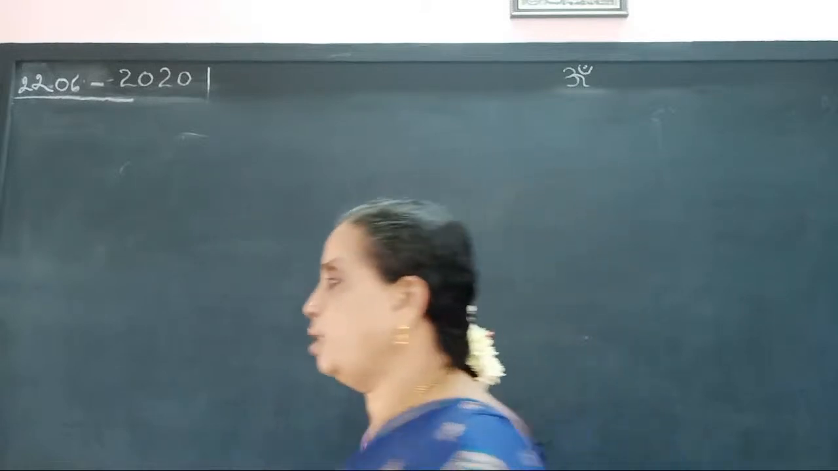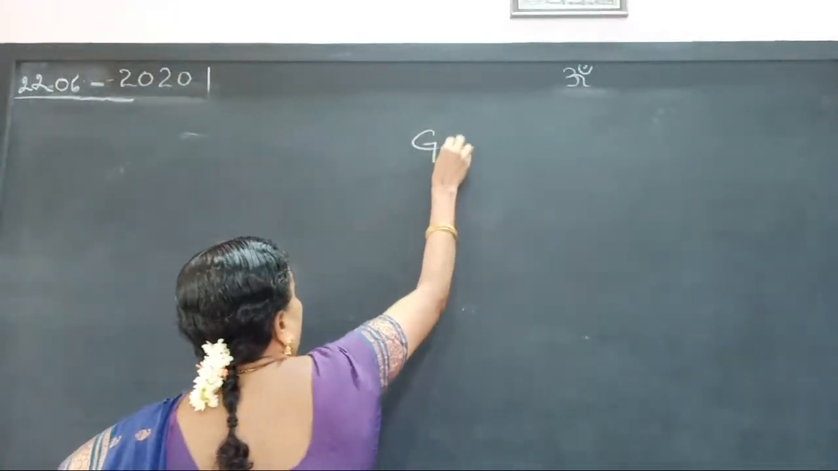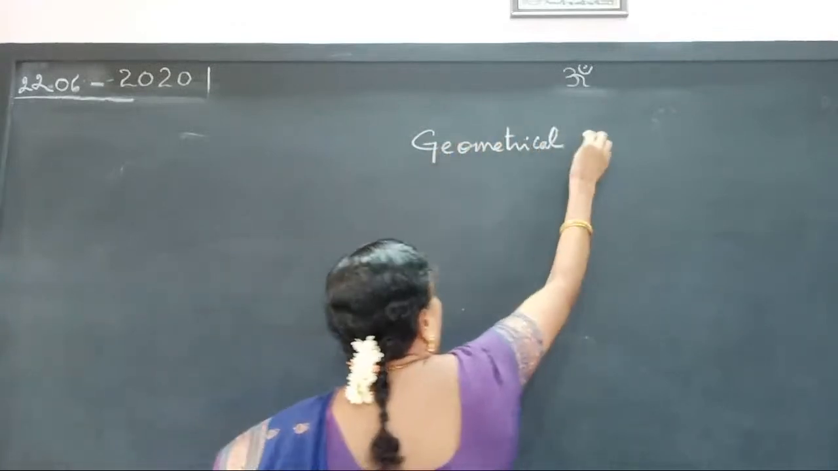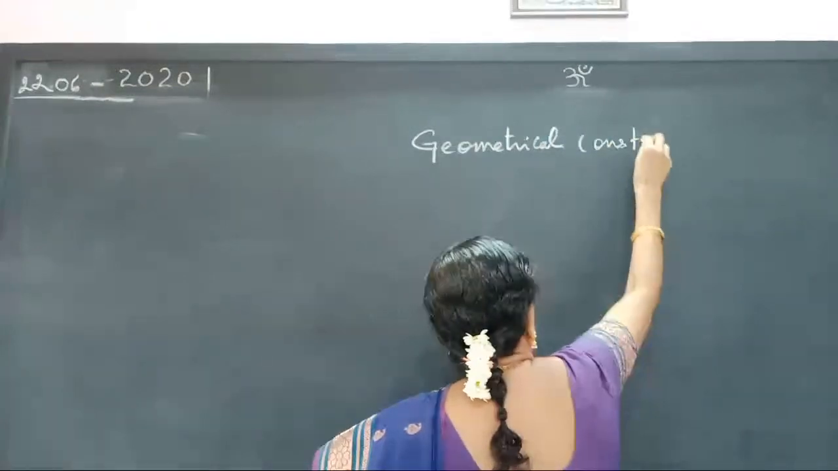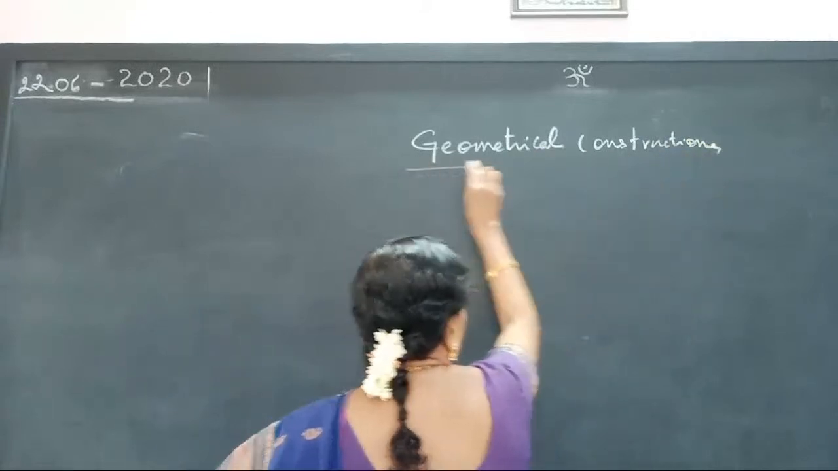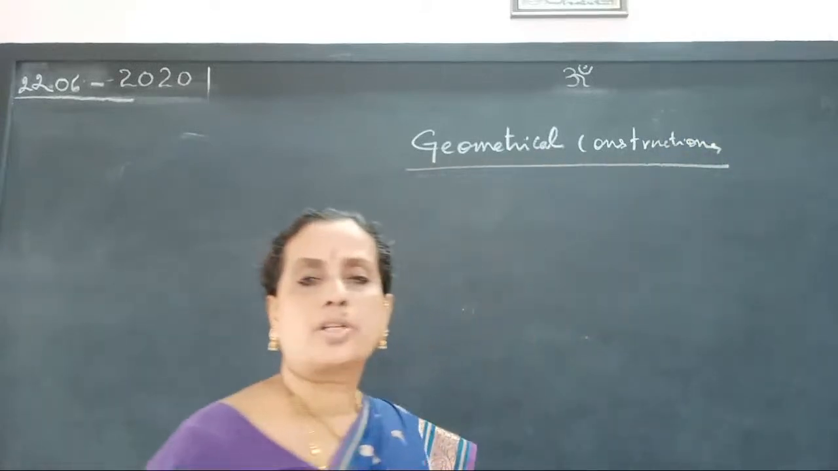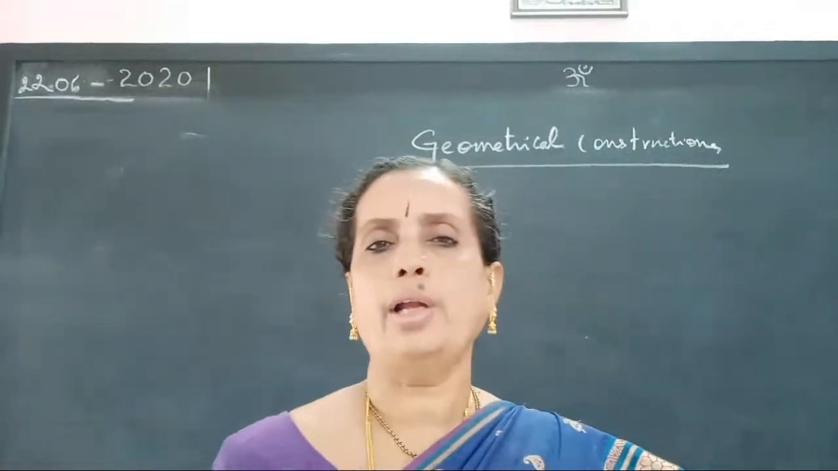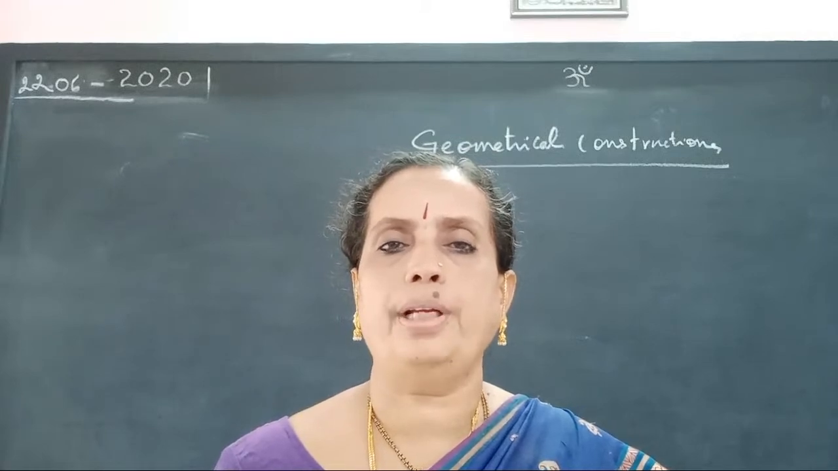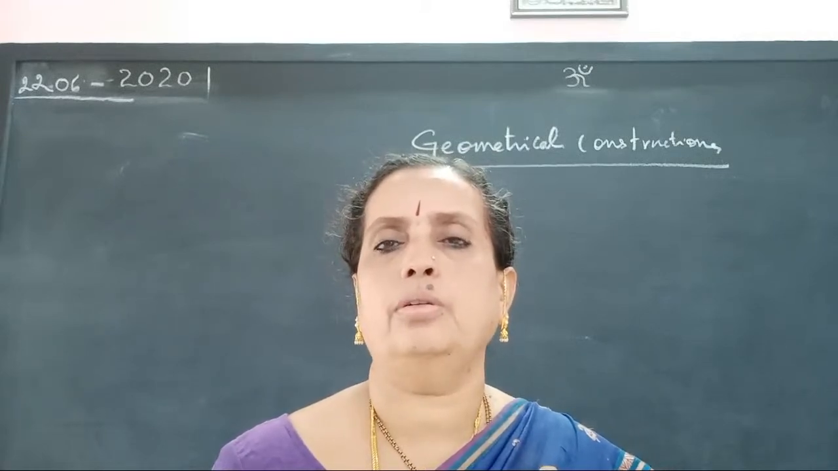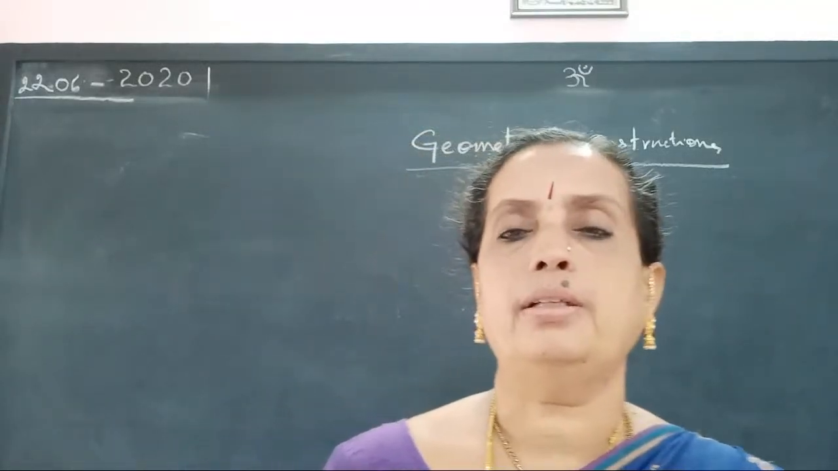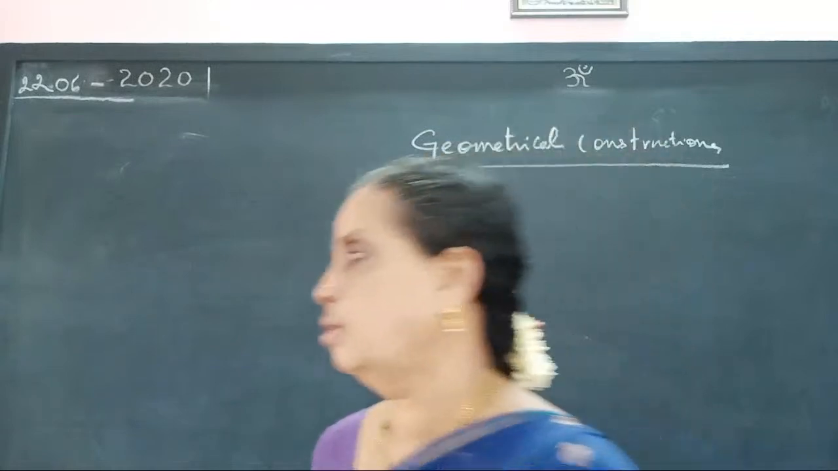Geometrical constructions chapter. Start with a new unrolled book so that we can continue later all the geometrical portions in that book. Okay? Under that heading you take construction number 1.